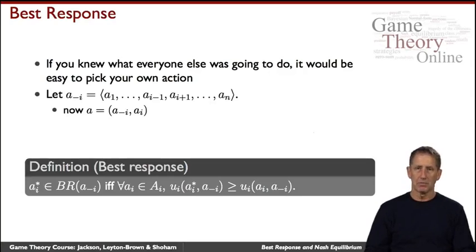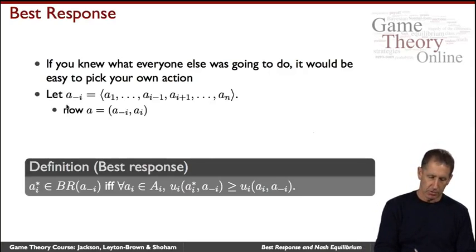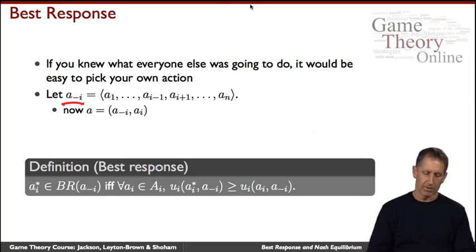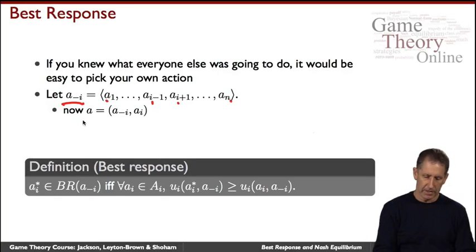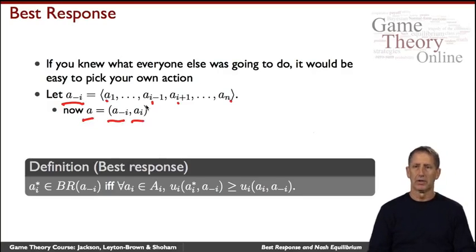And technically speaking, let's use the following notation. Let's call A minus I the action sequence of everybody except you, player I. So it's player 1 and so on until player I minus 1, I plus 1, and all the rest. So the entire action vector, we call it the action profile, A is really made up of all those A minus I and your own action.